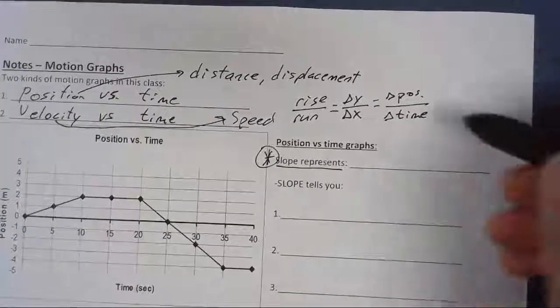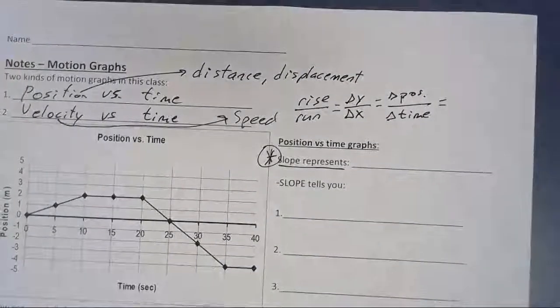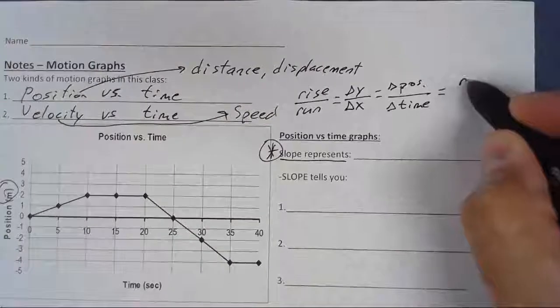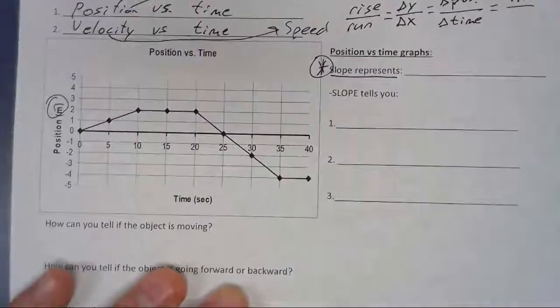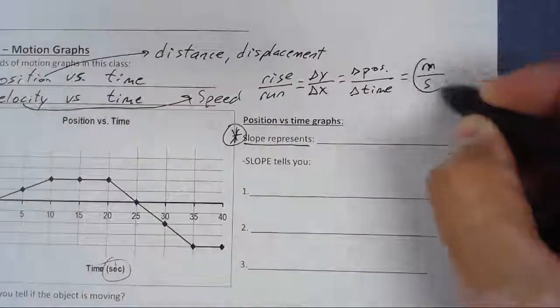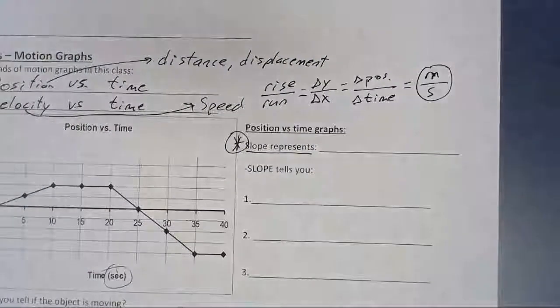If we were to measure the change in position, the units for that variable are meters. And if we were to measure the change in time, the unit for that variable is seconds. And so we get meters over seconds, and you might recognize that as more appropriately named meters per second, which is the unit for speed or velocity. And that's not an accident.